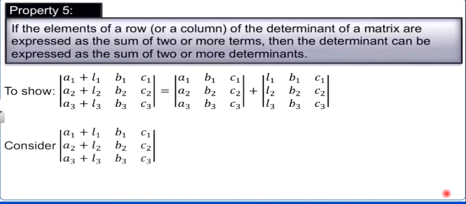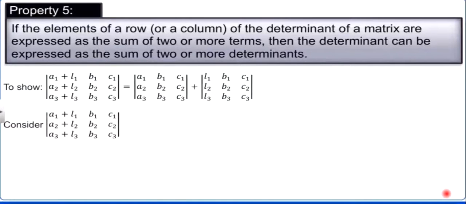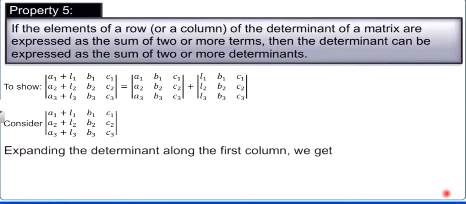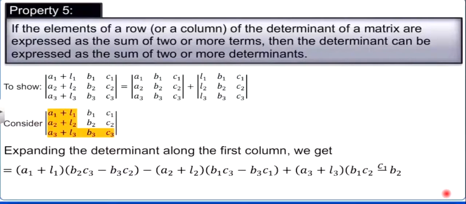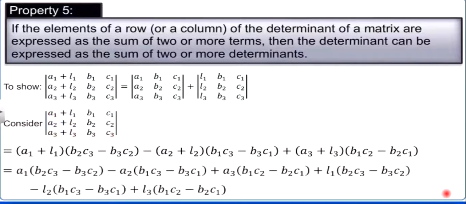Consider the left-hand side. Expanding the determinant along the first column, we get (A1 plus L1) times (B2C3 minus B3C2), minus (A2 plus L2) times (B1C3 minus B3C1), plus (A3 plus L3) times (B1C2 minus B2C1). On simplifying, it can be written as shown here.